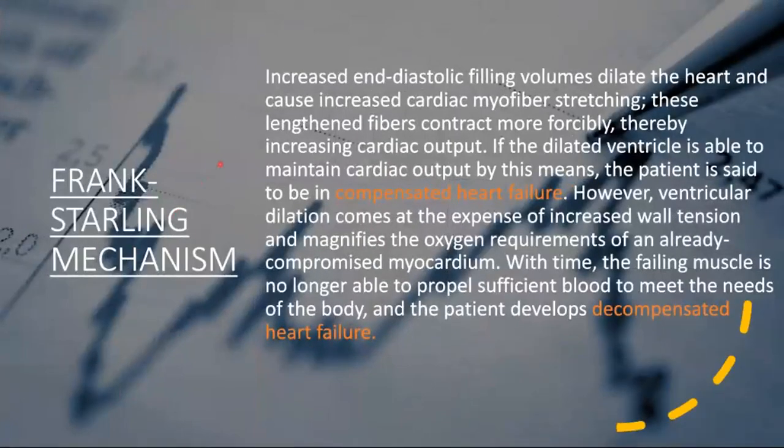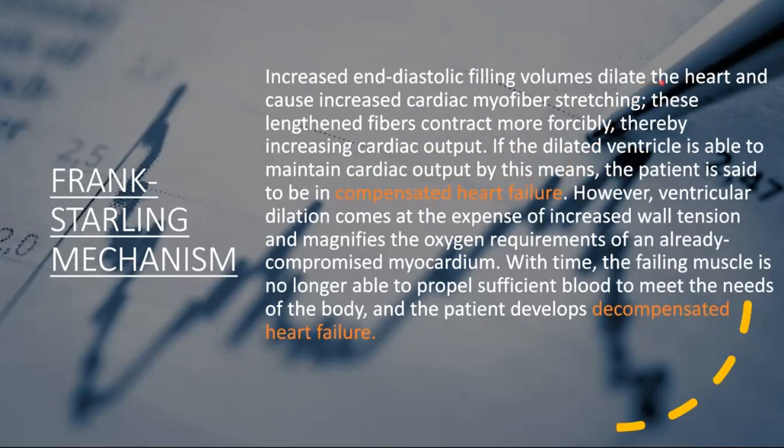Now, in the Frank-Starling mechanism, when there is an increased end-diastolic filling volume, it will dilate the heart and cause increased cardiac myofiber stretching. Now, these stretched fibers contract more forcibly, with more force, thereby increasing the cardiac output. Okay, so if the dilated ventricle is able to maintain cardiac output by this means, the patient is usually said to have a compensated heart failure. And you understand why we call it compensated.